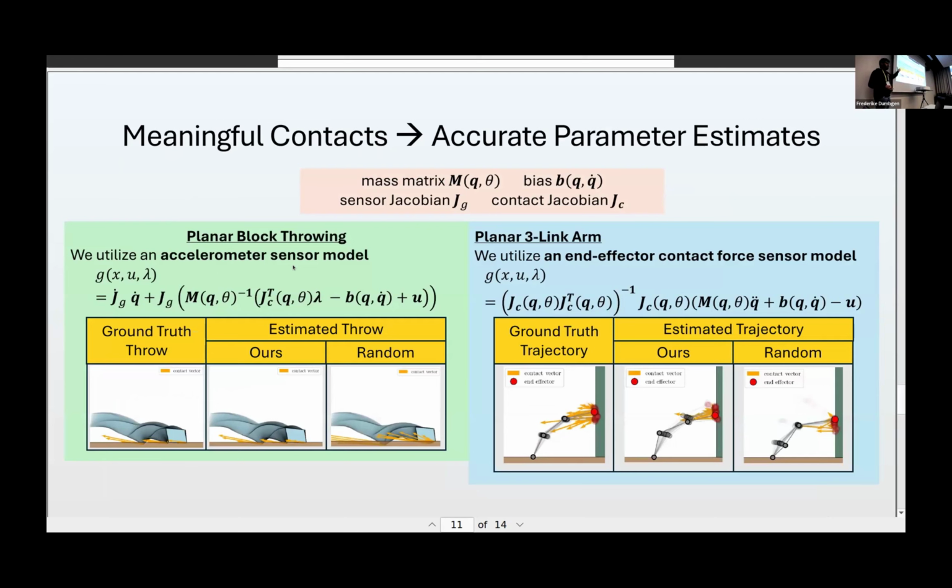We define our accelerometer sensor model as just the transformation by our sensor Jacobian, given with q double dot as consisting of our mass matrix and our biases. And we define this similarly with our contact force sensor model for our planar three-link arm. And we can see that given the same throw, for example, we're able to capture the same exact trajectory and contact behaviors given our parameter estimate priors that we get after running our algorithm compared to our random sampling baseline. And we see this similarly with our planar three-link arm experiments.